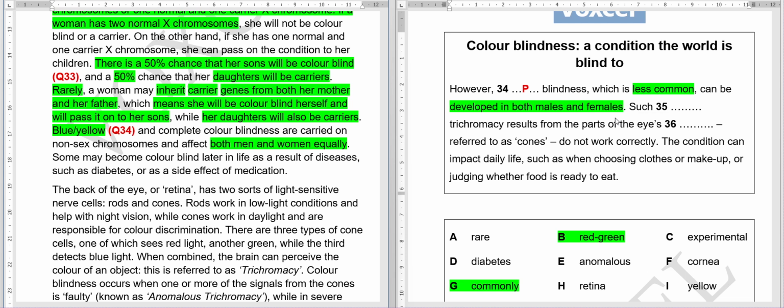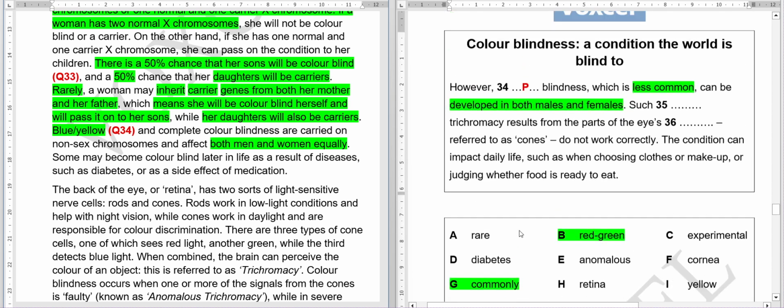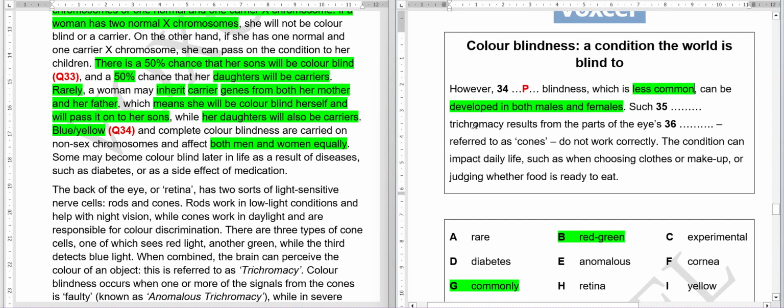So let's read the 35th question. "Such trichromacy results..." We have the word trichromacy here also, so obviously this can't be our answer. We haven't read these particular words. Wherever we read these words, "trichromacy results from the parts of the eye's..." Okay, let me clarify this: the apostrophe s just means it relates to the eye, like parts of the eye.